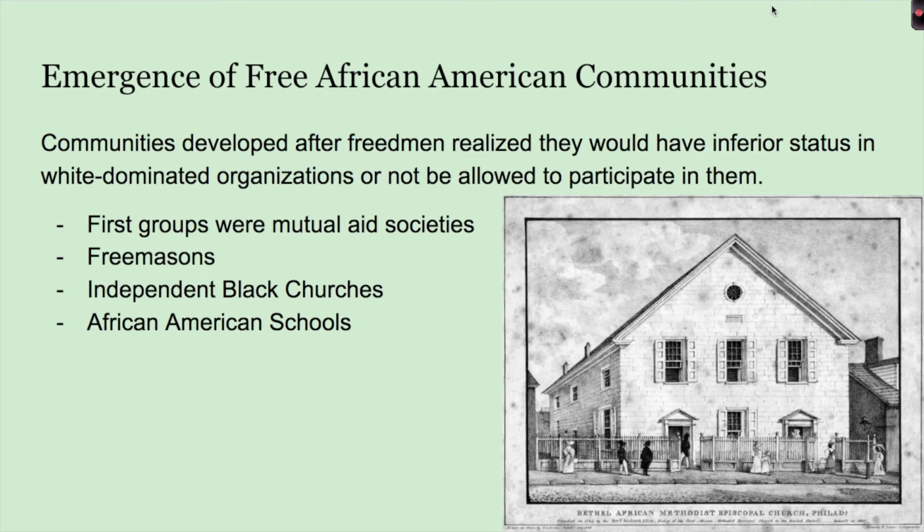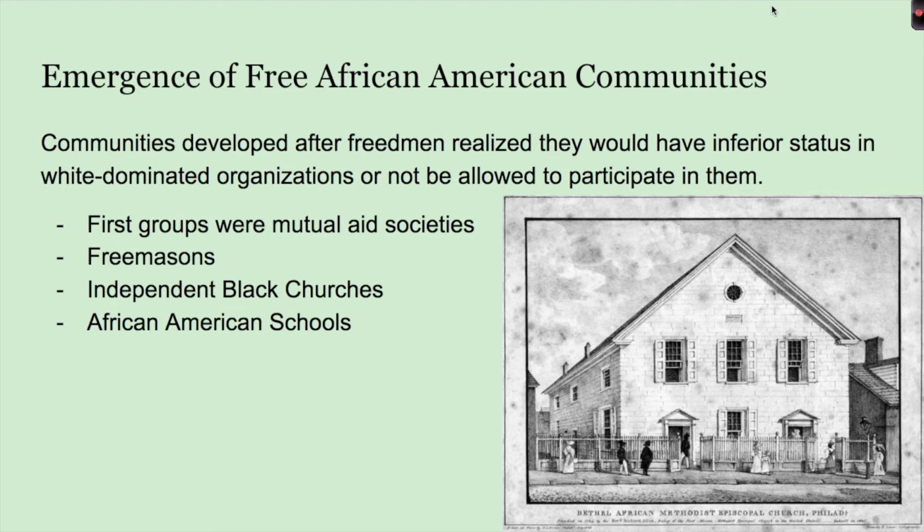We are also going to have an emergence of free African American communities during this time. A majority of them are going to be in the North. We will see the first group of what we call mutual aid societies. These will also be important later on, well into the 1800s. These societies were kind of like modern insurance companies and benevolent organizations. They would provide perhaps medical care or burial expenses. They would help support widows and children.